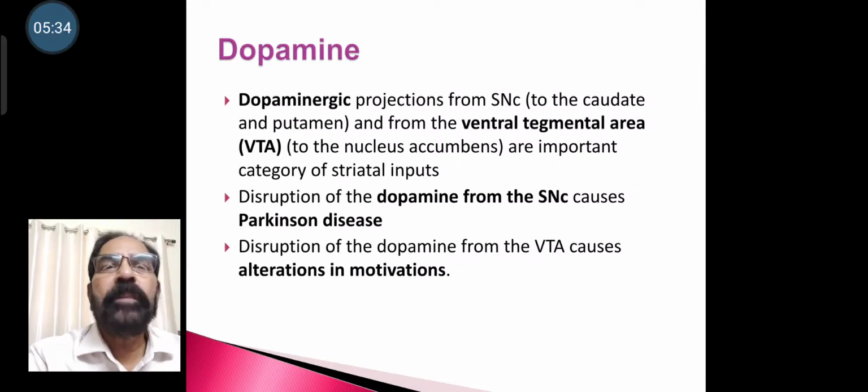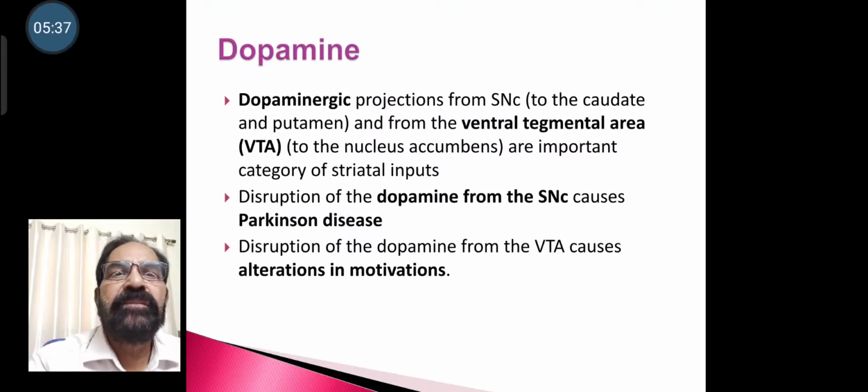Dopamine. Dopamine projections from substantia nigra and from the ventral tegmental area, that is to the nucleus accumbens, are an important category of striatal inputs. Disruption of the dopamine from substantia nigra compact causes Parkinson's disease, and the disruption of the dopamine from the ventral tegmental area, that is nucleus accumbens, causes alterations in the motivations.